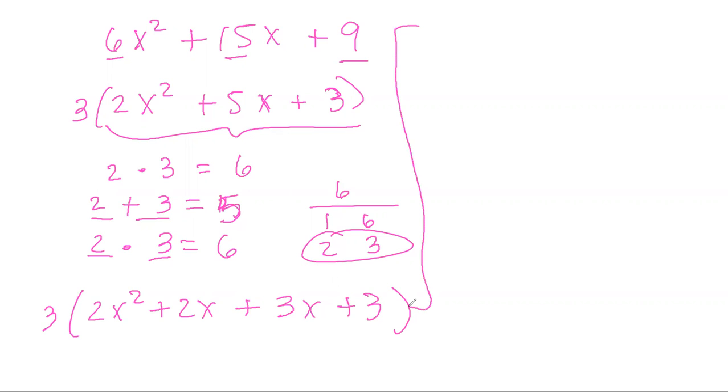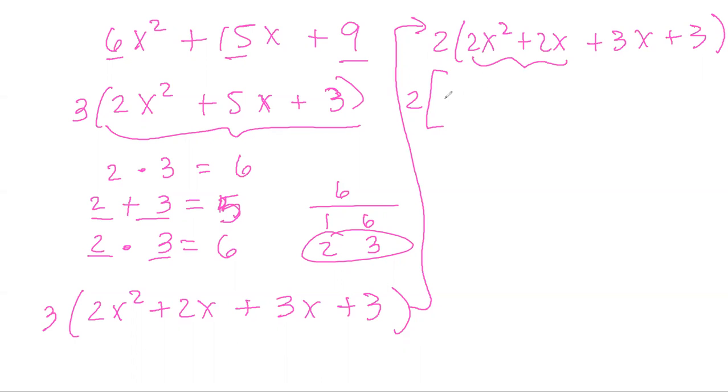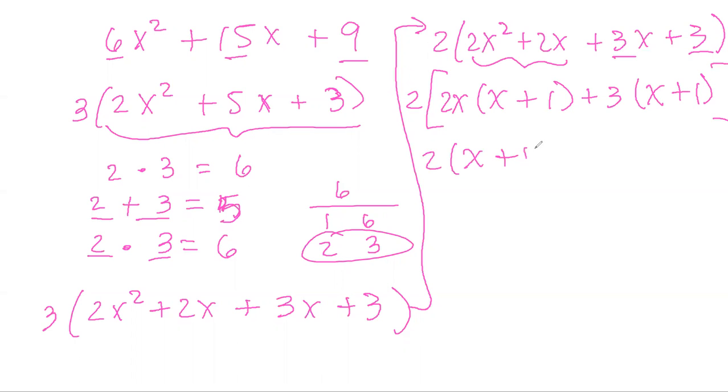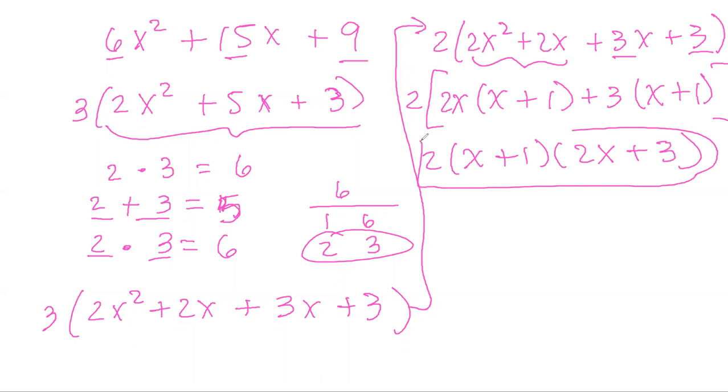So I think I'll probably rewrite this up here. And I'm going to put 3 and then a bracket here just to do the whole factoring, keeping it all contained. So for the 2x squared plus 2x, I can take out a 2x. Then I get x plus 1. Here, looking at a 3x and 3, I can take out a 3. And I'm left with x plus 1. So I'll have 3 and then x plus 1 and 2x plus 3. And this will be my answer there.